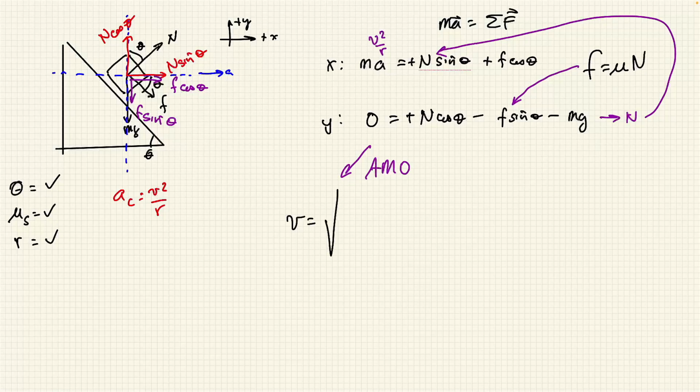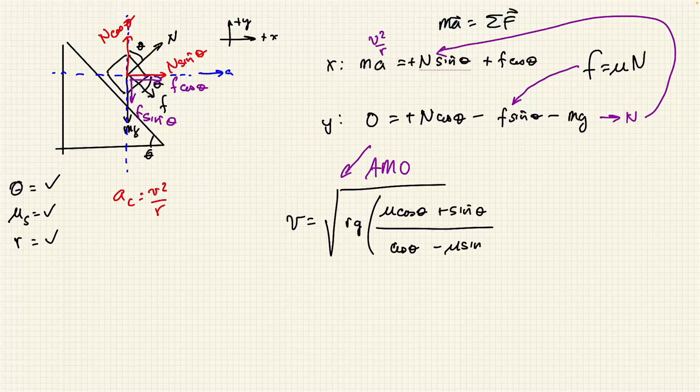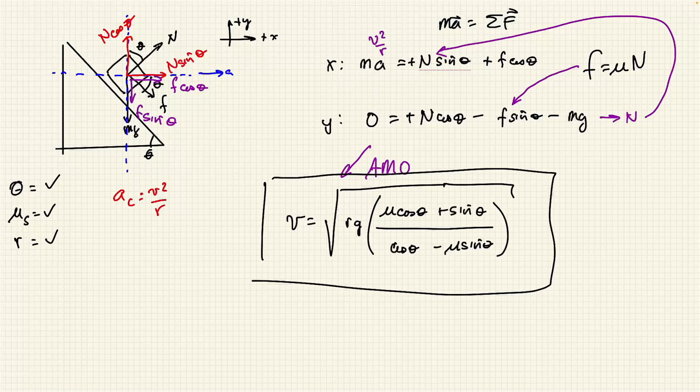This is the punchline. You get the square root of r times, now it's bad news when I draw a really big square root, isn't it? The radius times little g, and then a big mu cosine theta plus sine theta, all over cosine theta minus mu sine theta. It's really bad. That horrible thing in the box is the solution for any vehicle that is going around a banked turn of really any angle.